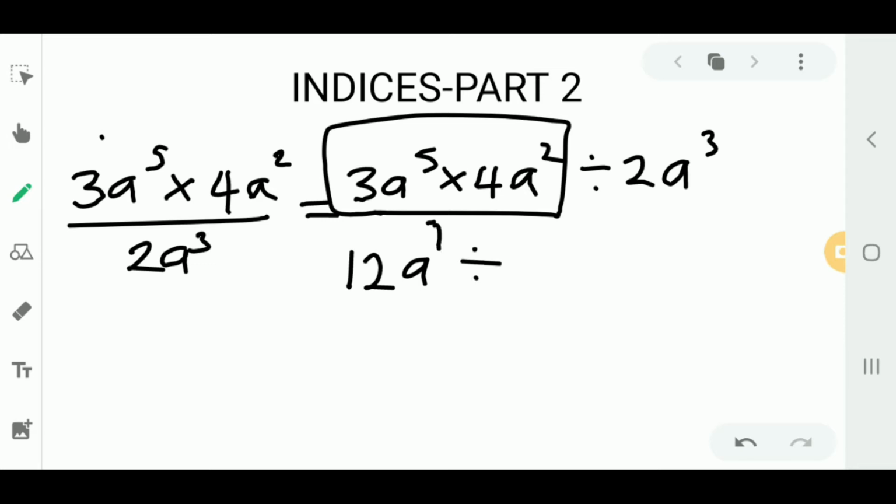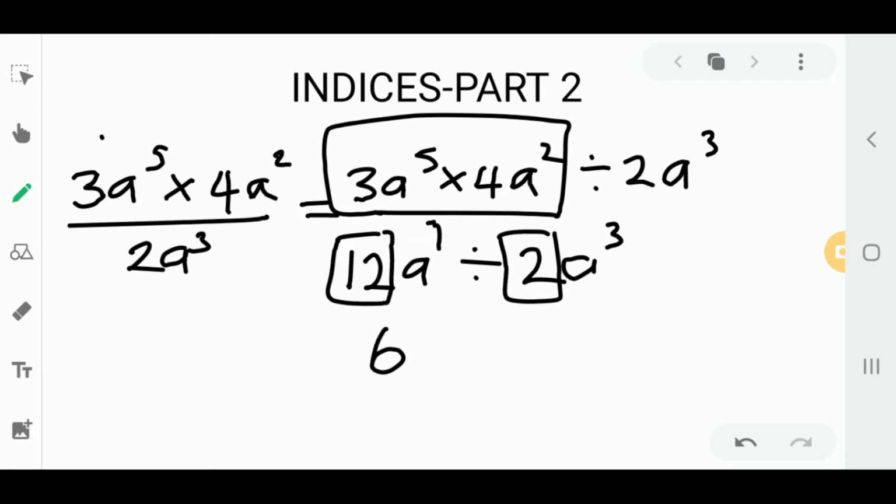And then we're dividing by 2a cubed. Now, when we're dividing the coefficients, it's 12 divided by 2, that gives you 6. And when we're dividing the same base, we subtract the powers, so it's a to the 4. And that's your final answer.